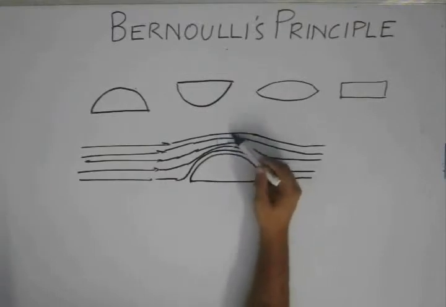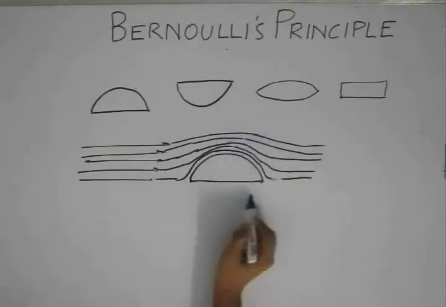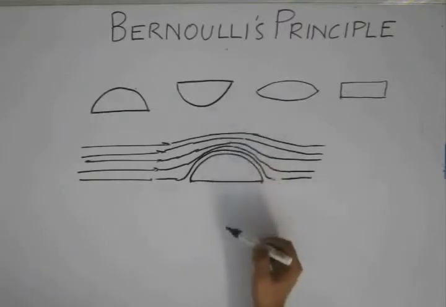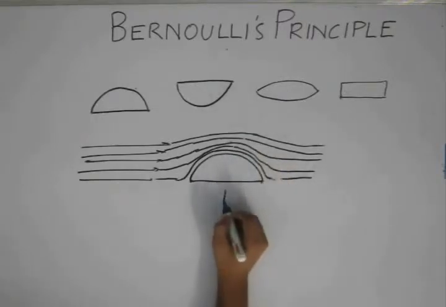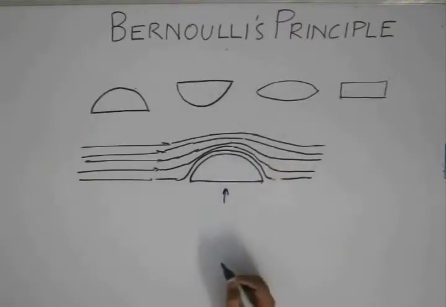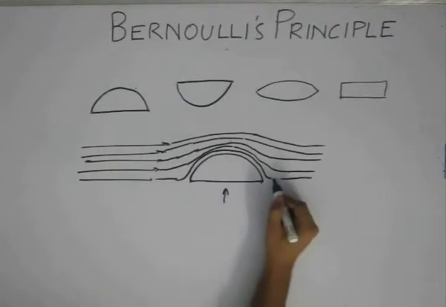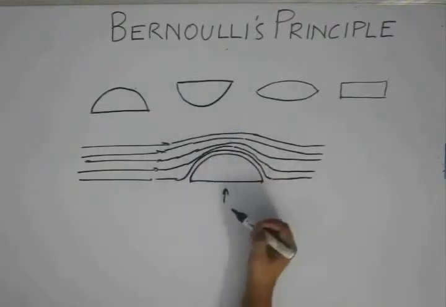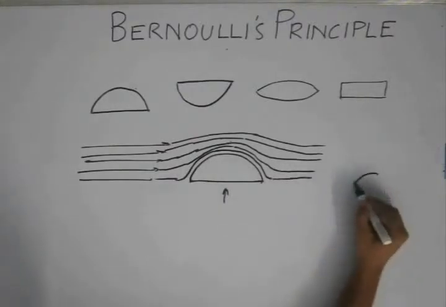If the pressure is less here and the pressure is as before here, there is going to be a pressure difference across this. If there is a pressure difference across this, there will be a net force in the upward direction. This is an effect of this sort of situation. When we have curved surfaces and streamlines get close, we have a net force. Same thing happens with a cricket ball also.